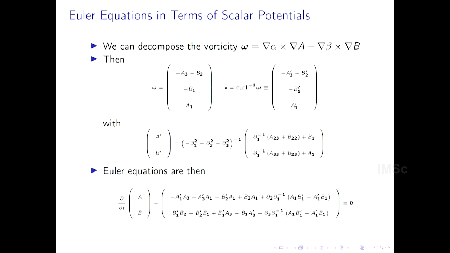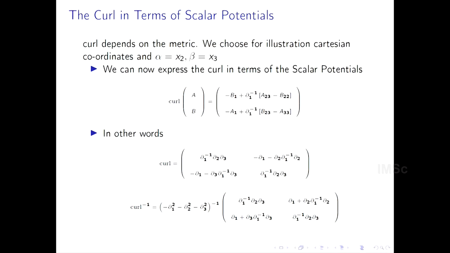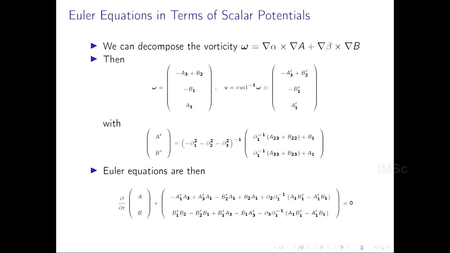So the other ingredient is the curl. So you can work out the curl in this language as well. And the curl is a sort of 2x2 matrix of differential operators. So it's a short calculation to work that out. The inverse of the curl you can work out also. And now we have all the ingredients to write Euler's equation in terms of the scalar potentials.